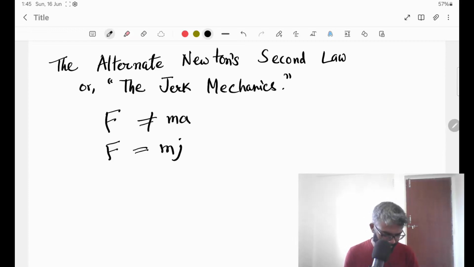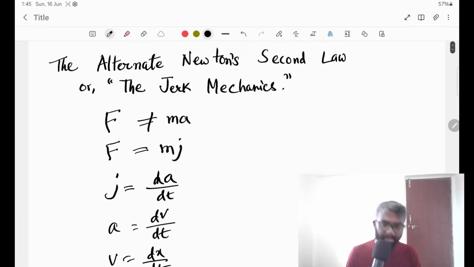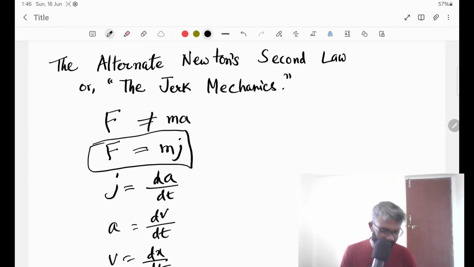In mechanical engineering, jerk is defined as the rate of change of acceleration, just like acceleration is defined as the rate of change of velocity, and velocity is defined as the rate of change of position. Now in this reality that we are imagining, Newton's second law is given by this equation, F equal to mj, and this changes everything. Let's find out.